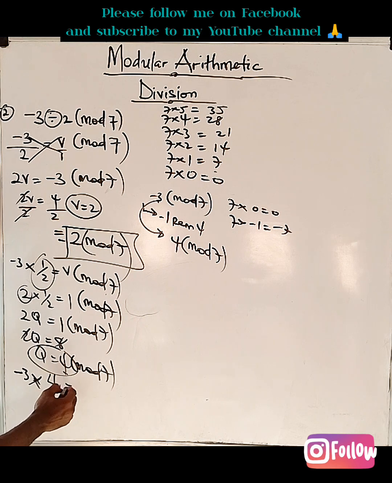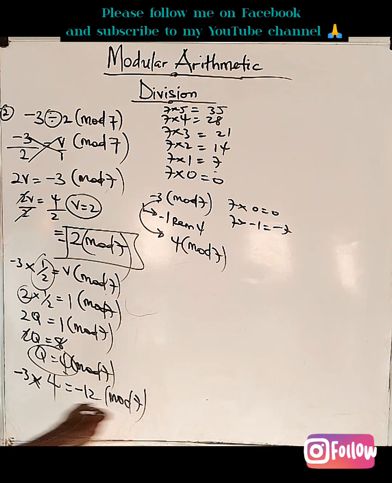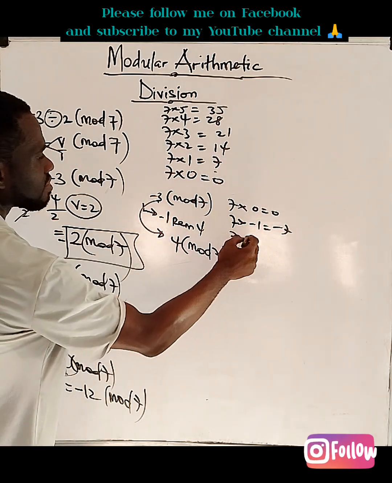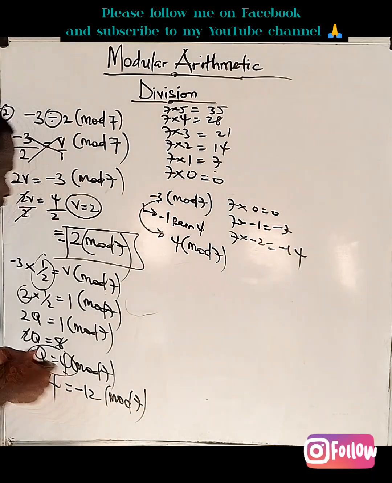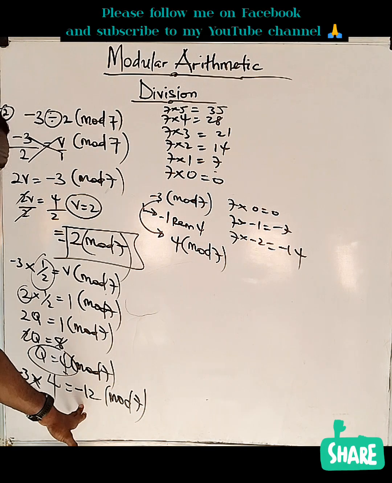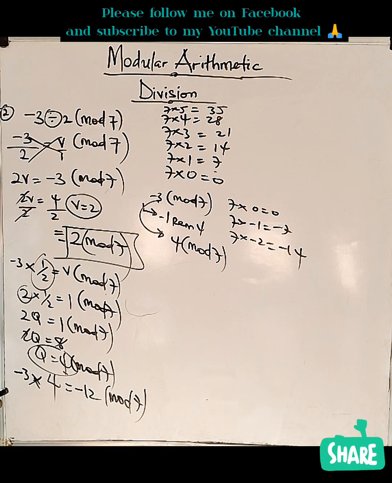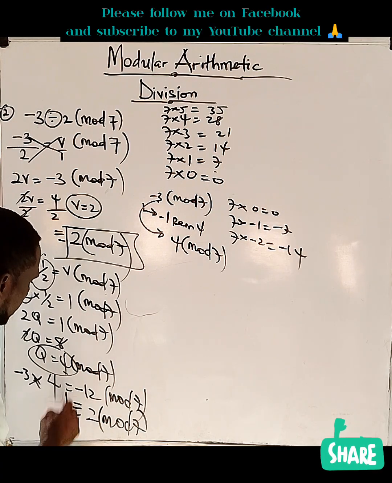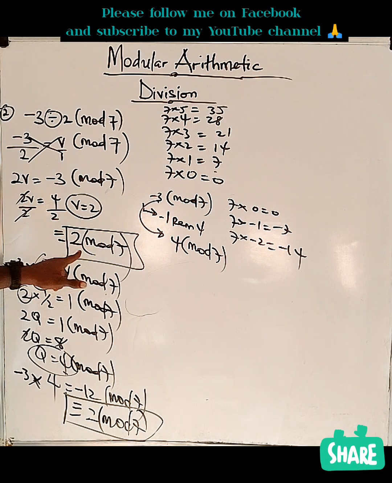So minus 3 times 4 is minus 12. So we're going to write minus 12 in modulo 7. Let's see what it's going to look like. We have a table here: 7 times 0 is 0, 7 times minus 1 is minus 7, 7 times minus 2 is minus 14. Minus 14 is the nearest to minus 12. So it means you're going to have minus 2, remainder 2. So minus 12 in modulo 7 is 2 modulo 7. The same result we got here. So minus 3 divided by 2 in modulo 7 is absolutely 2 modulo 7.